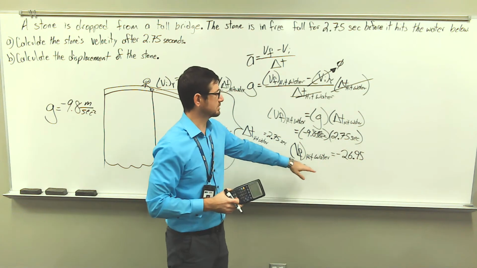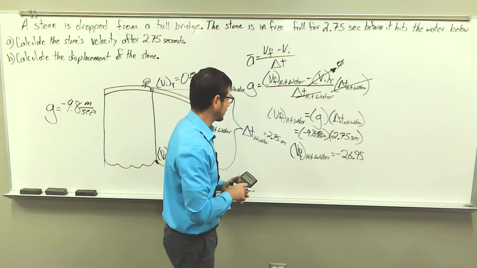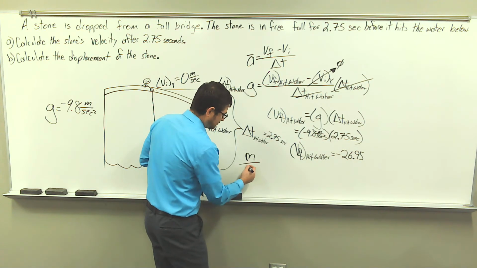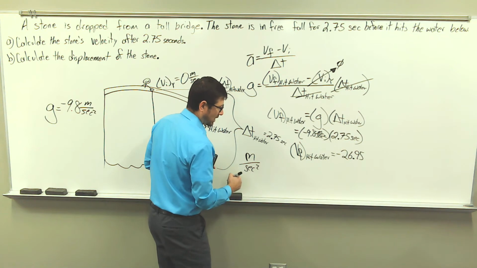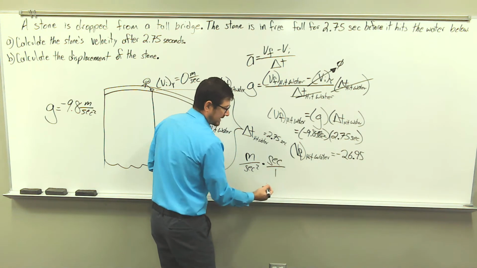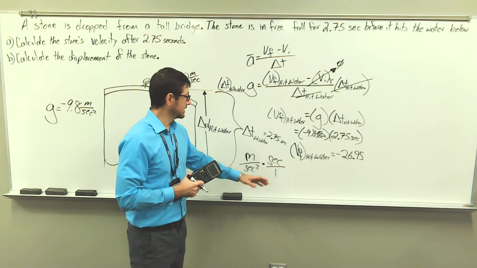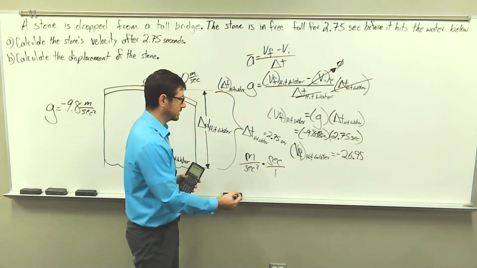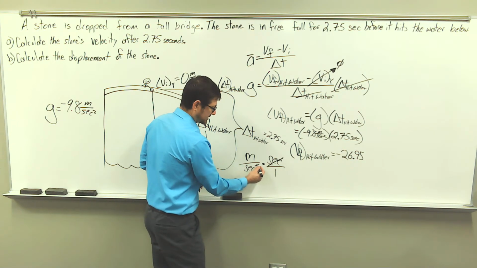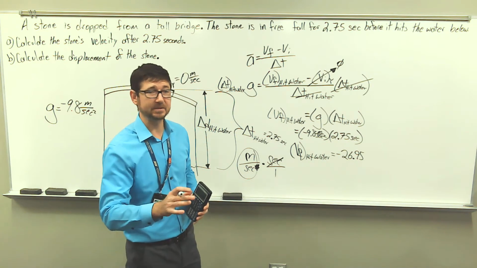Okay, so this is my numerical value. We need to take a look at our units now. So our units, we have meters per second squared times seconds. And algebraically, we can write this as seconds over 1. So if you notice here, one of our seconds will cancel. And this will leave us with units of meters per second.